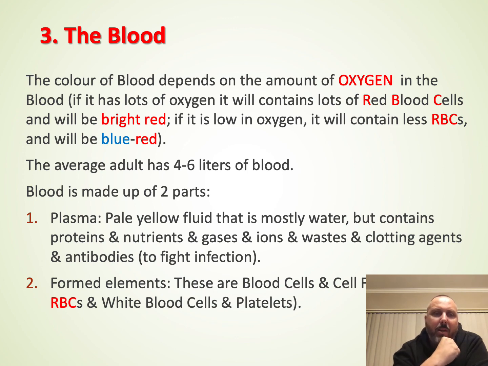Okay, the average adult has about 4 to 6 litres of blood, depending on your size, and it's made up of two parts. So plasma, which is the liquid portion, pale yellow fluid, mostly water, but contains proteins, nutrients, gases, ions, waste, a whole lot of other things, and antibodies that we talked about. The formed elements, or the solid elements, so red blood cells, platelets, white blood cells, all of those things form part of it as well.